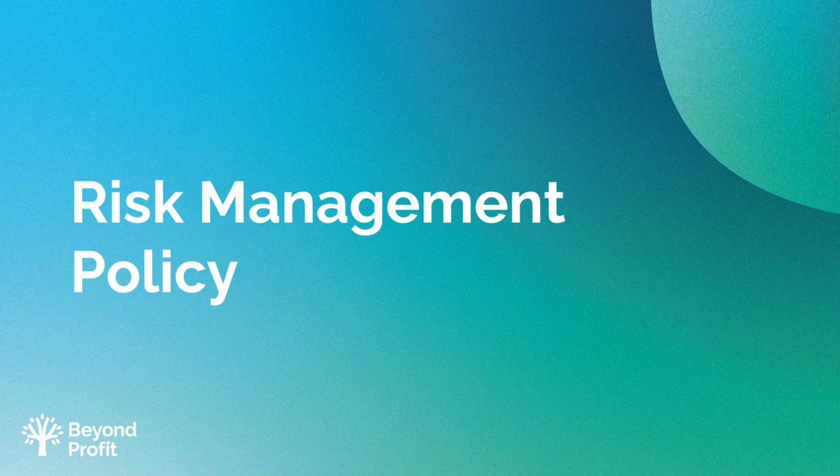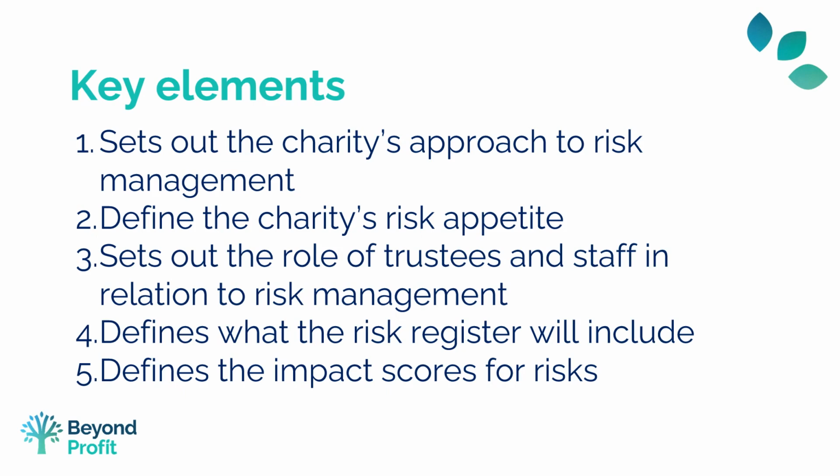So now we're going to look at a risk management policy. So what are the key elements of a risk management policy? Well, a risk management policy sets out the charity's approach to risk management. It also defines the charity's risk appetite. It sets out the different roles of trustees and staff in relation to risk management, and it defines what the risk register will include. And finally, it defines the impact scores of risk. So let's take a look at a risk management policy.